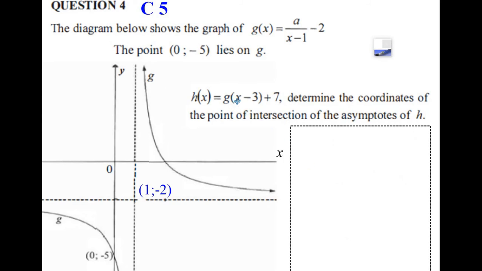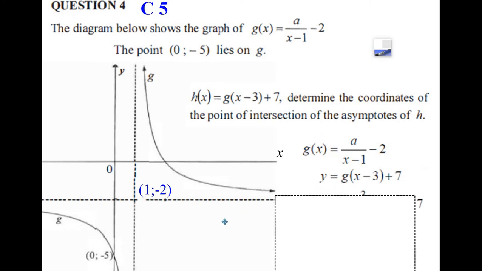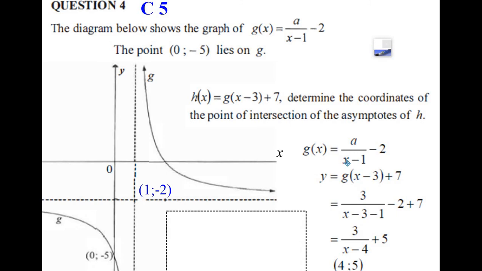They say, determine the coordinates of the new point of intersection if we take away 3 from x and we add 7. Well, there's a couple of different ways of doing this. This is the original function. What we can do is just take away 3 from x and just add 7. We get a new function. We can see right here, minus 3 minus 1 is minus 4. And minus 2 plus 7 is 5.